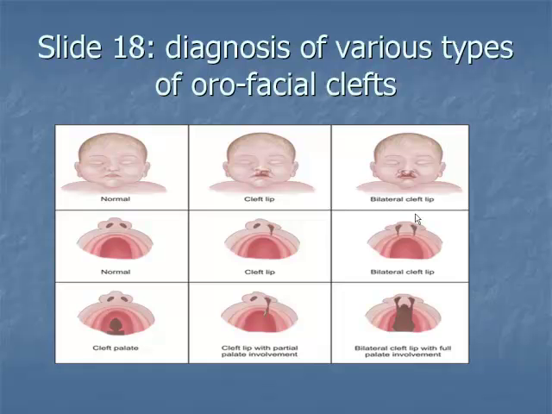Submucous clefts are also common, with an incidence of 1 case in 1,200 to 2,000 patients. Bifid uvula occurs in 1 of 80 patients.